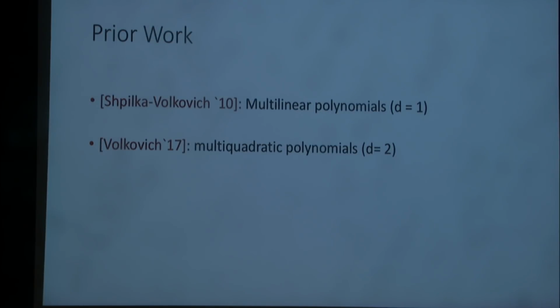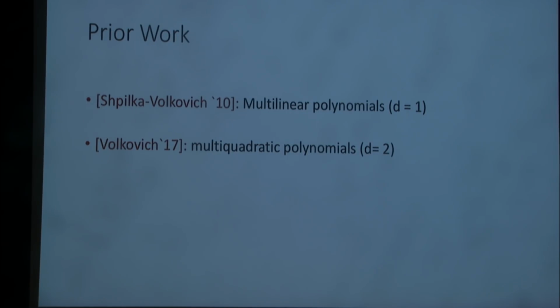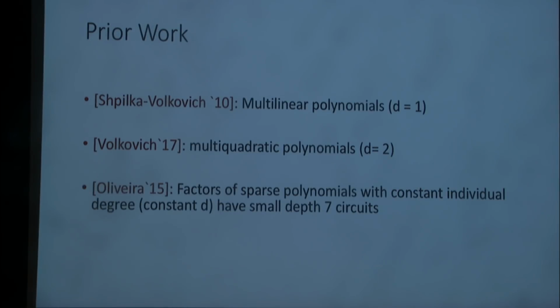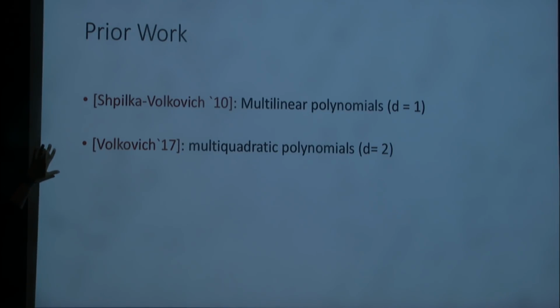But let me say what prior work was known. For very small values of d, for d equal to 1 and d equal to 2, there were these works prior to ours. d equal to 1 is multilinear polynomials, and d equal to 2 is multi-quadratic polynomials, where each variable has individual degree 2. In both these settings, we know good sparsity bounds: the factors have at most as many monomials as the polynomials themselves. And there are easy proofs by induction to show this, like 2-3 line proofs in both cases.